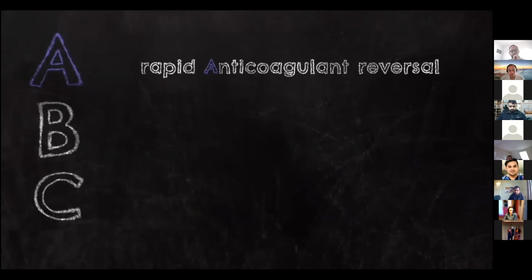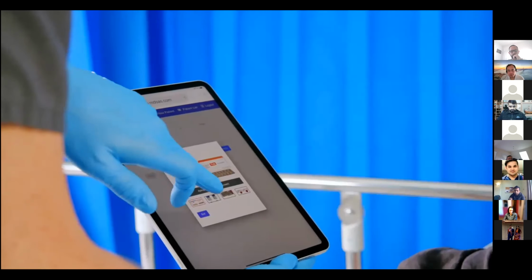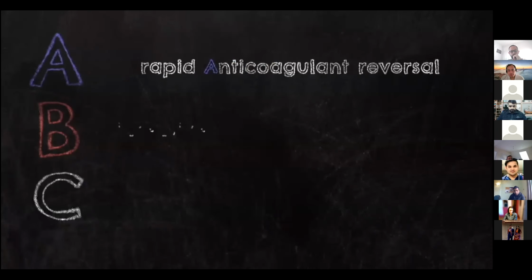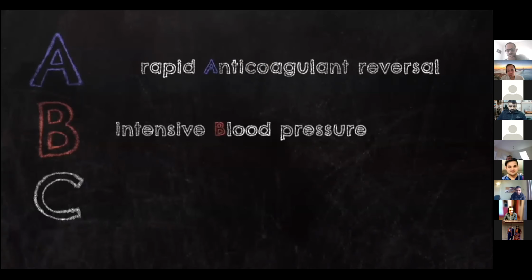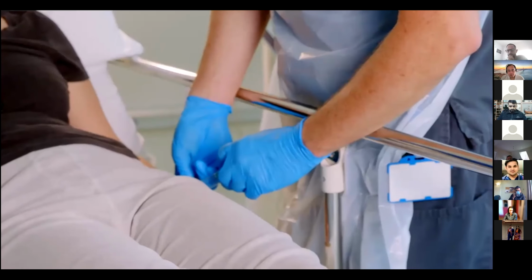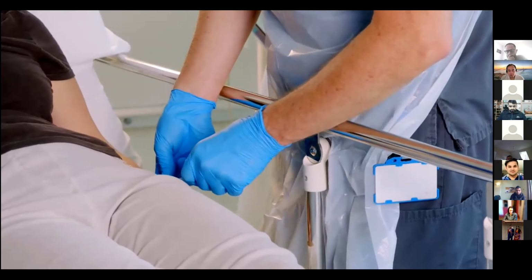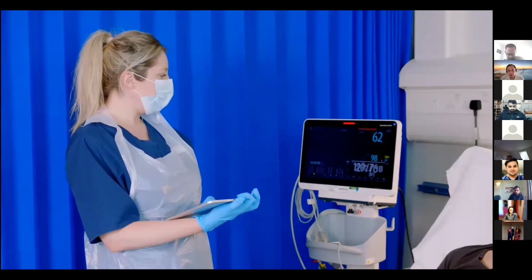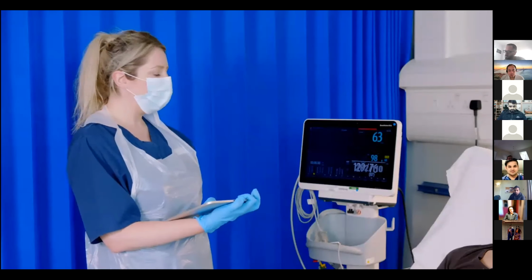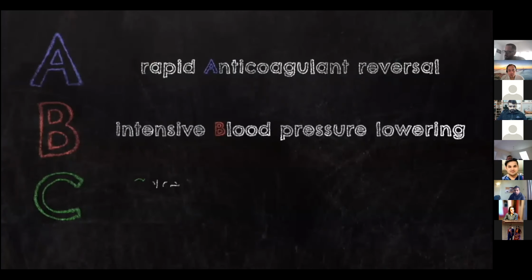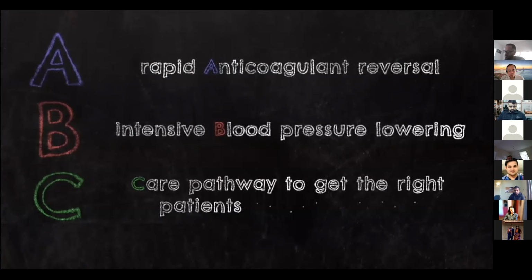Well, the A is for rapid anticoagulant reversal, and we expect up to 1 in 5 intracerebral hemorrhage patients to be taking an anticoagulant or a blood thinning drug, and reversing these quickly prevents the risk of further bleeding into the brain. The B is for intensive blood pressure lowering, and all intracerebral hemorrhage patients benefit from good blood pressure control, and more intensive control for patients who arrive at hospital within 6 hours also reduces the risk of further bleeding in the brain. The C is for a care pathway, which is about getting the right patients referred to neurosurgery as quickly as possible.